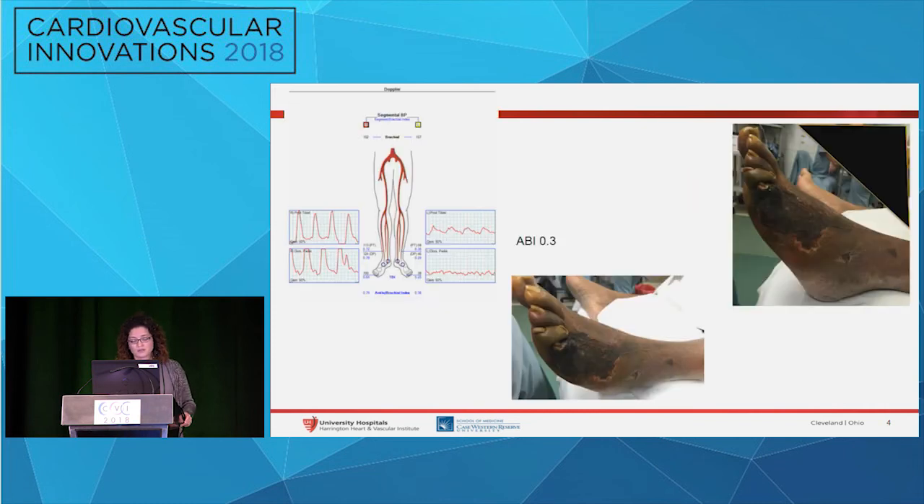So this is the patient's ABI prior to any intervention. She had a pretty good waveform and essentially a normal foot on the right, and very diminished ABIs and almost a flat line at the foot on the left.